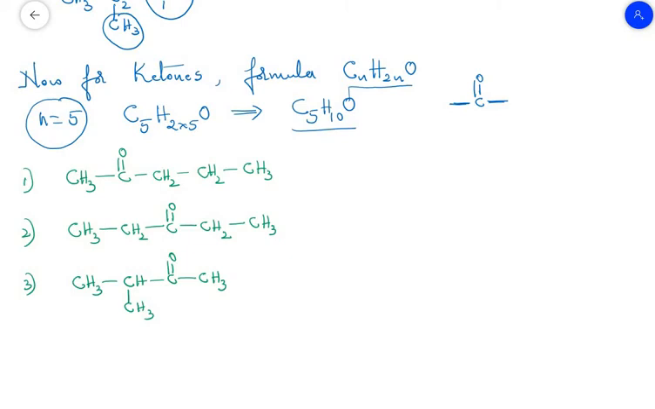So in the first example, if you see the formula C5H10O, I can write here 1, here 2, 3, 4 and 5. So the ketone functional group is present at the second carbon. I cannot write the numbering from right hand side. If I write it from right hand side, then this carbon will be having number 4. That is the wrong nomenclature. So therefore we have to write it in such a way that the ketone functional group should be having the lowest possible number. Under this case the name of the compound becomes pentan-2-one.